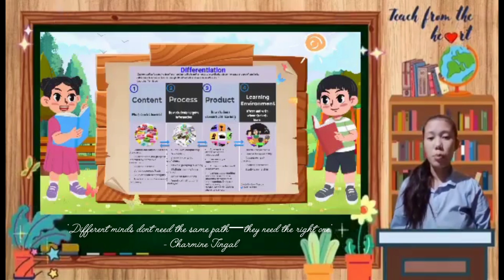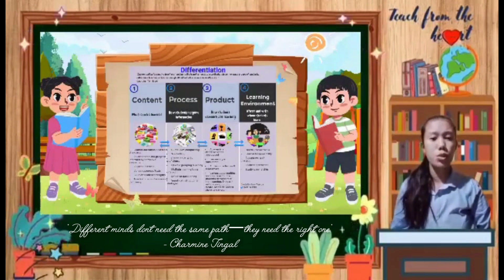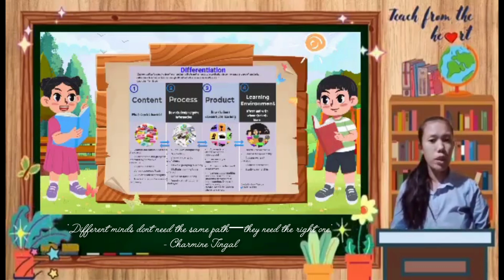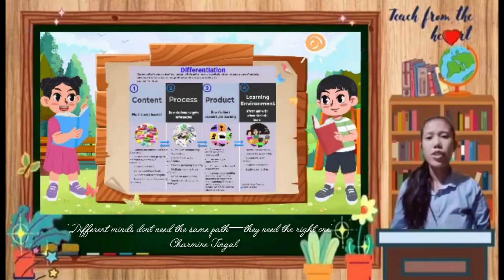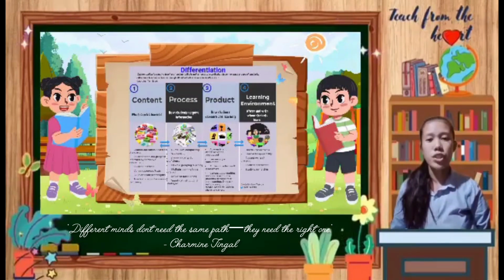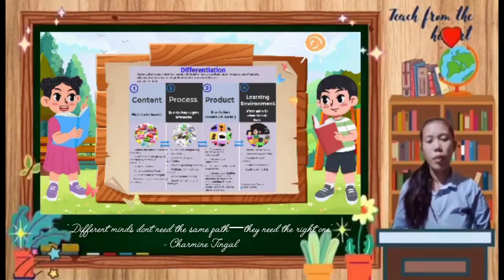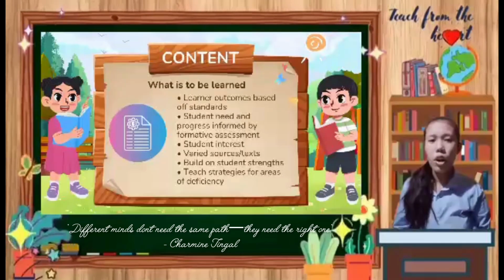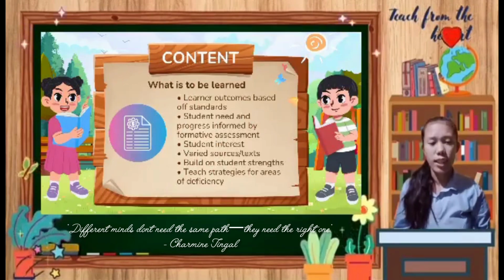Differentiation is a teaching approach where educators respond to the individual learning needs of students, rather than assuming all students learn in the same way or at the same pace. It requires purposeful planning around four main elements, which are the content, process, product, and learning environment. Now, we will delve into the first element, which is the content.